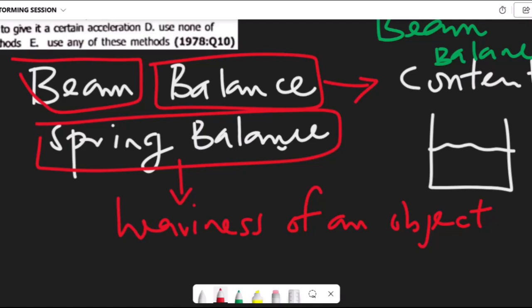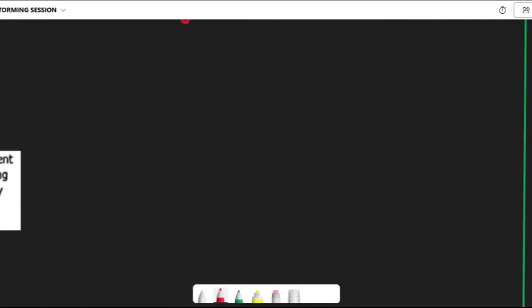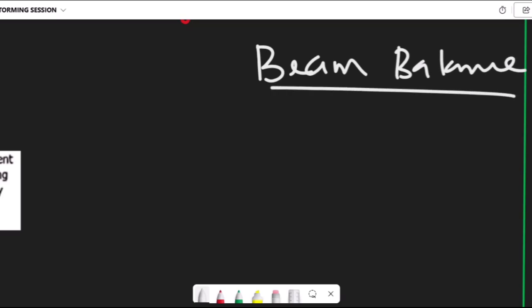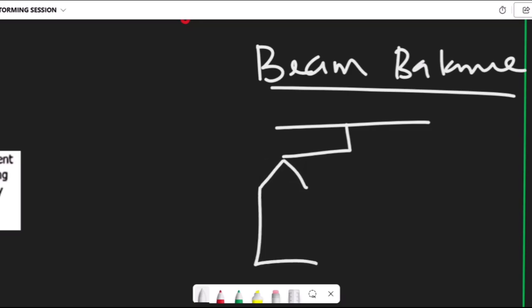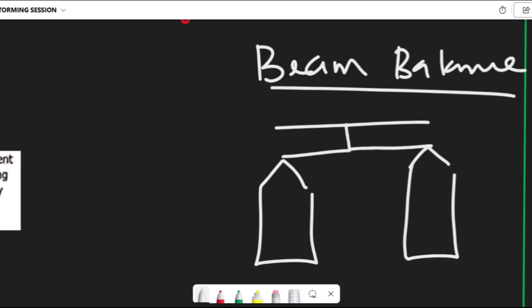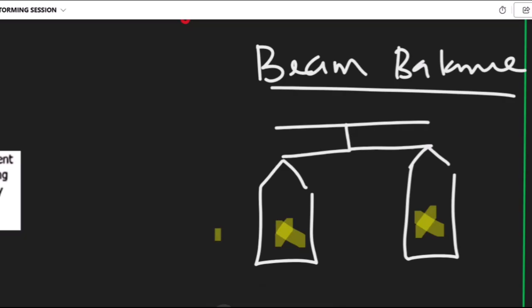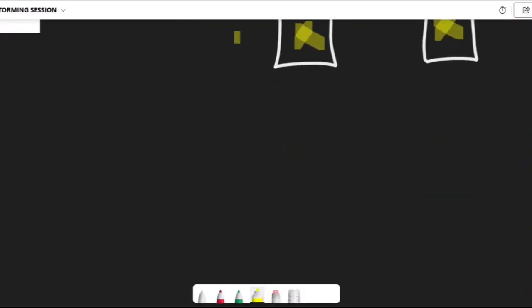I'd love to give a diagram. Okay, let me quickly give a diagram of a beam balance. A diagram of a beam balance looks something similar to this. As you can see, on this side we put our object here and our object here. It's only meant to measure the content of the object. But when you have a spring balance, it is something that reads like this.